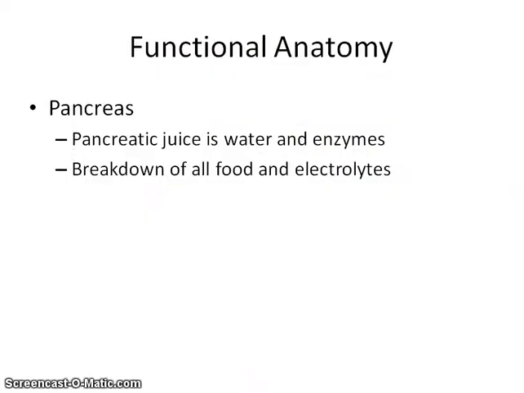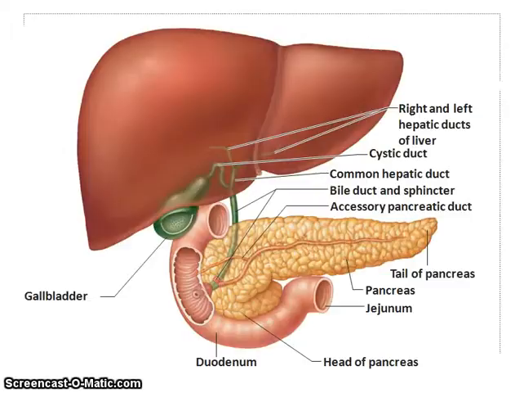Alright, one more that we have right in this area is called the pancreas. The pancreatic juice is water and enzymes, and it's helping to break down all of the food and especially electrolytes. One more time with this picture, this yellow gland is the pancreas. So all 3 of those organs, the liver, gallbladder, and pancreas, are very important to the small intestine.